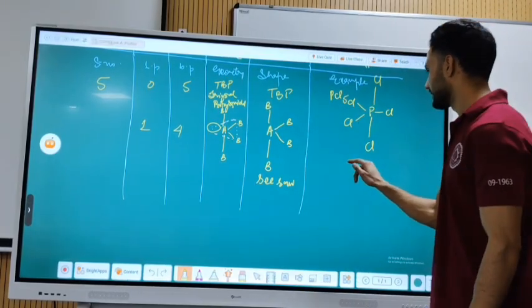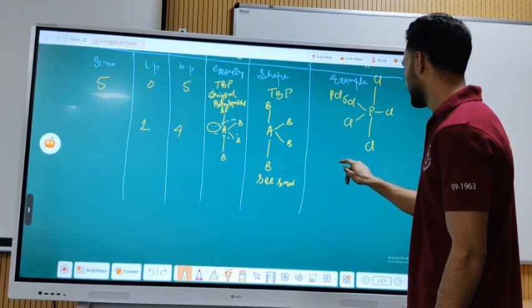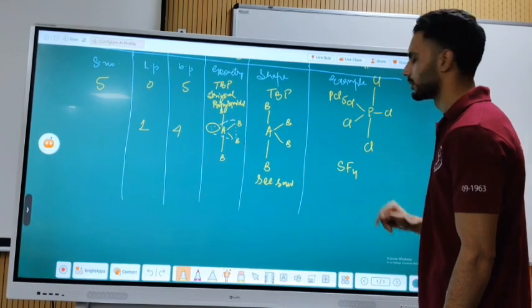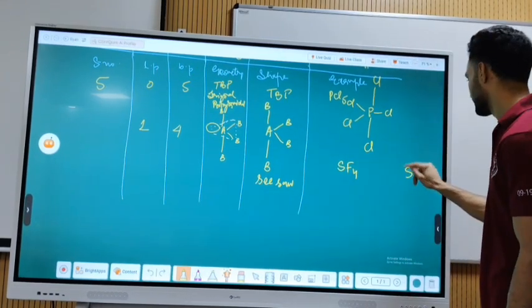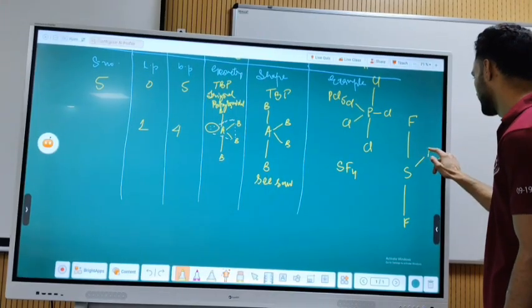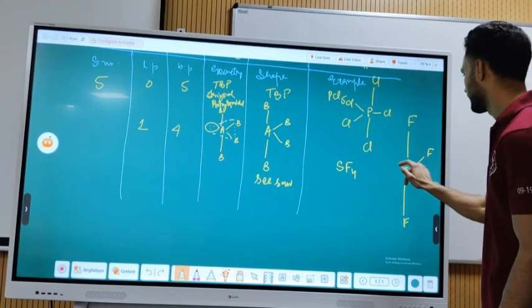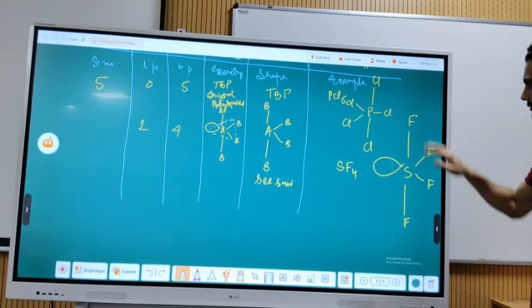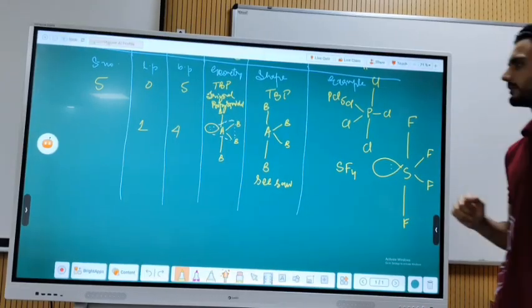Its example is SF4, S with F, F, F and F. This will be a seesaw shape.